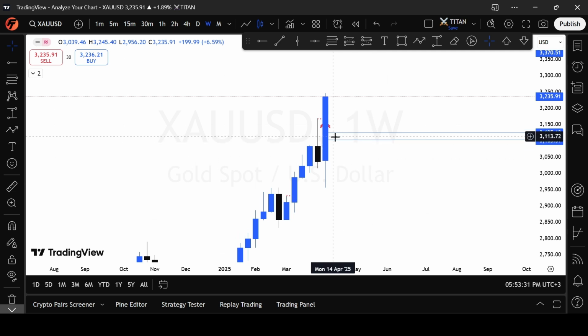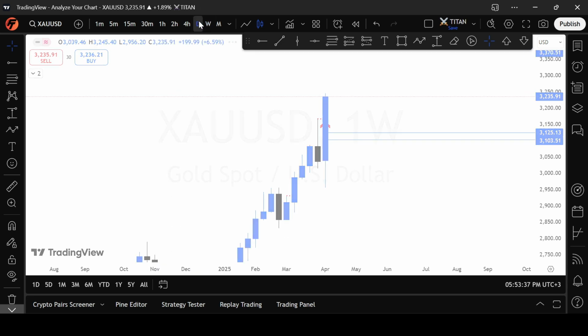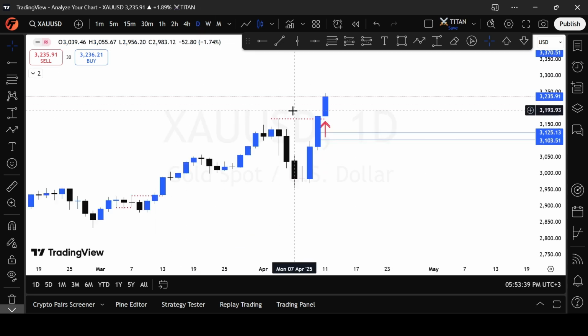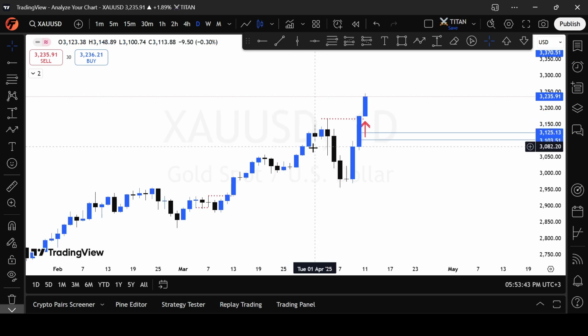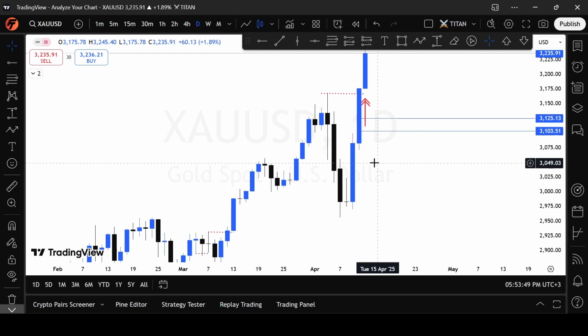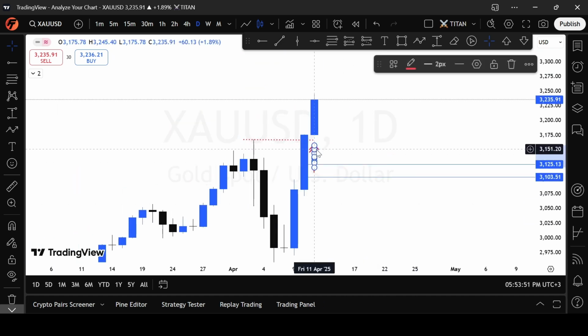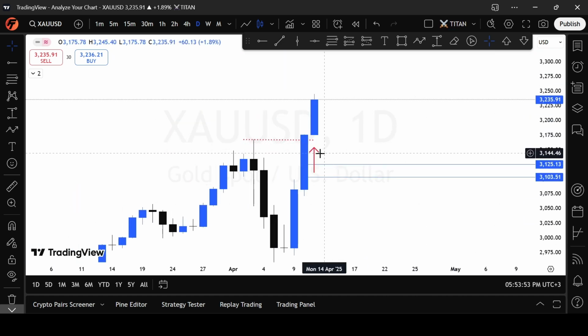So since now we expect that the new weekly candle is going to be bullish, what should we look for? So anyway, we still have to assess the daily time frame, and on it we can already see. Let me take these off.